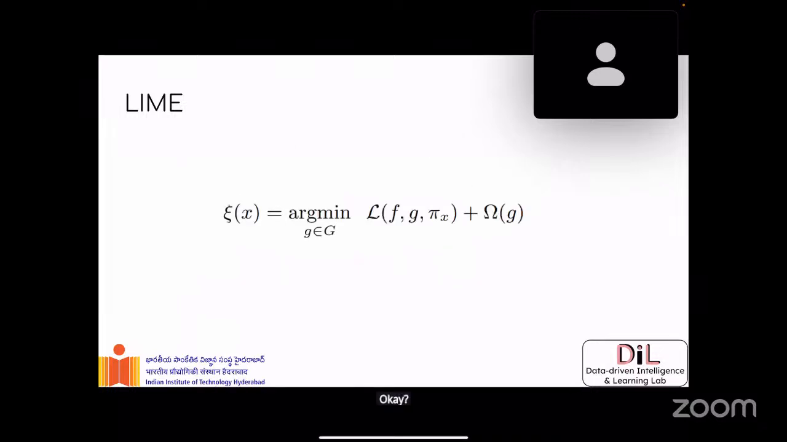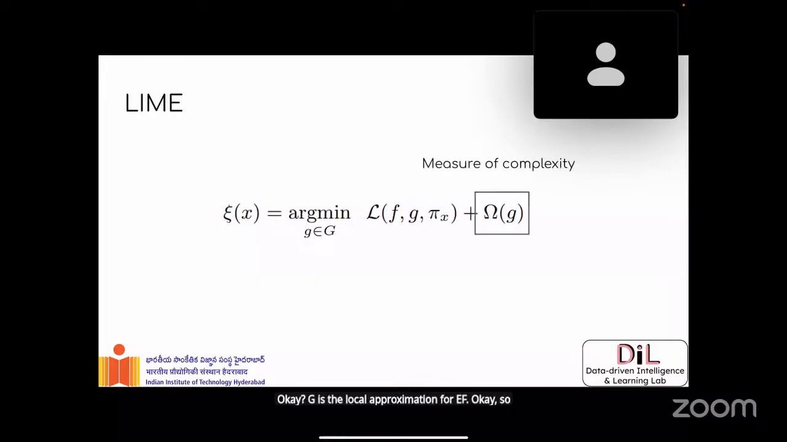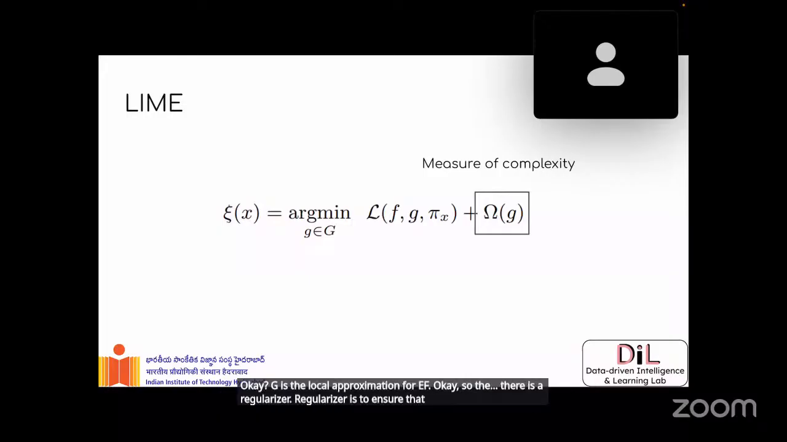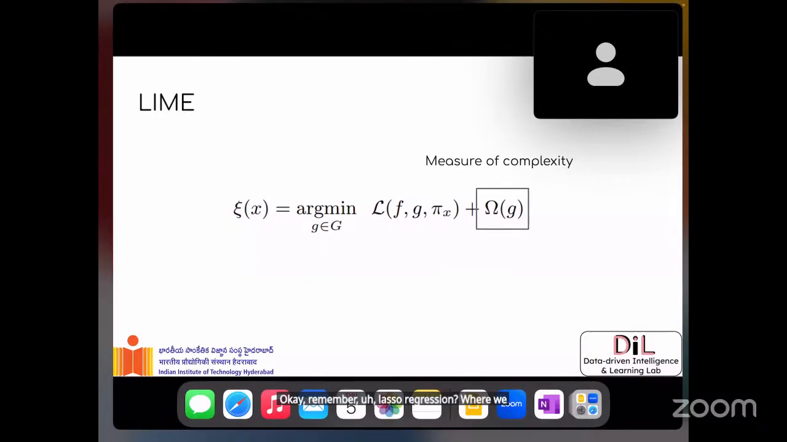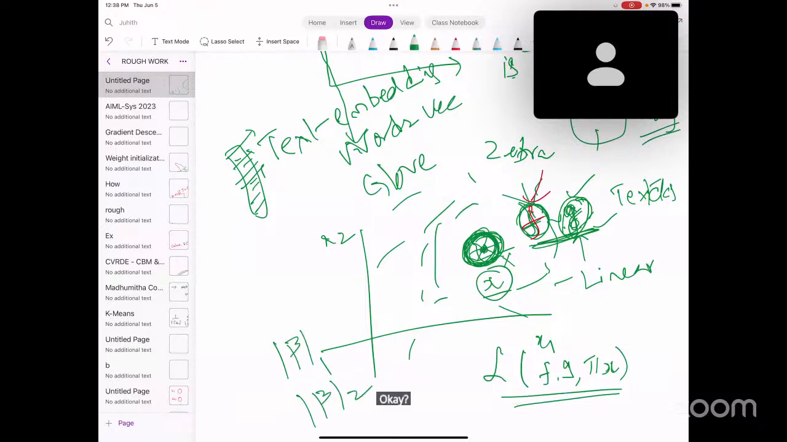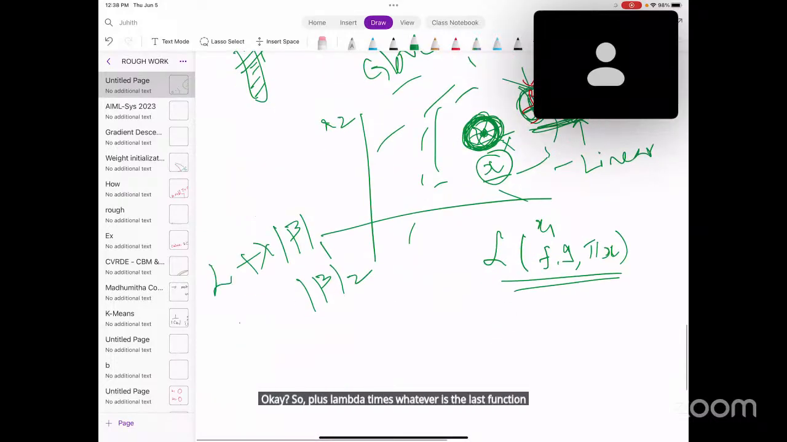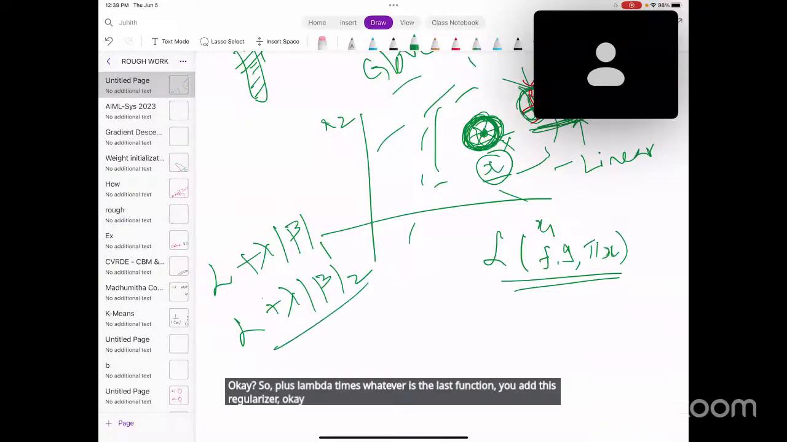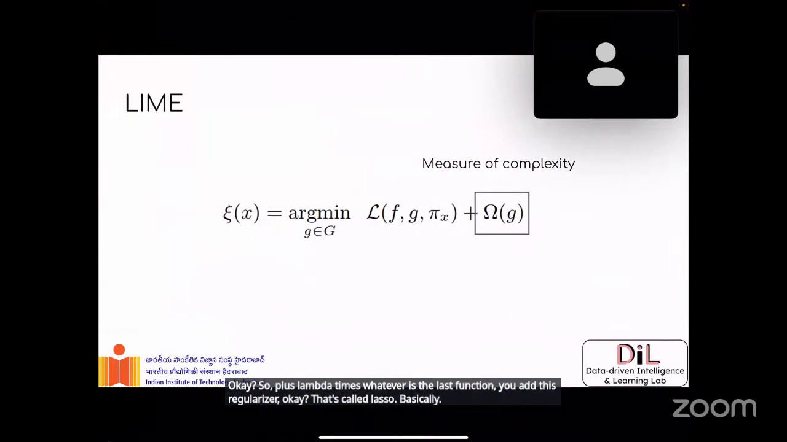So how do we do that? We compute this loss and minimize it while finding the g. g is the local approximation for f. There is also a regularizer. The regularizer is to ensure that you are not overfitting. In the case of linear regression, it can try to reduce the number of features you are using. Remember lasso regression, where we do L1 or L2 regularization. Plus lambda times the regularizer added to the loss function, that is called lasso. Basically, that is what we are also doing here.